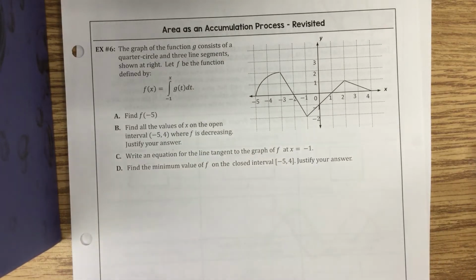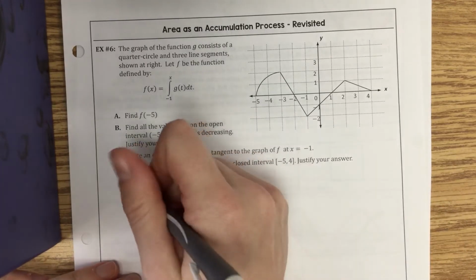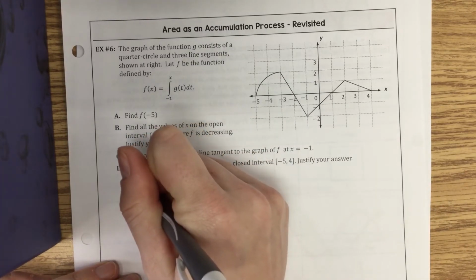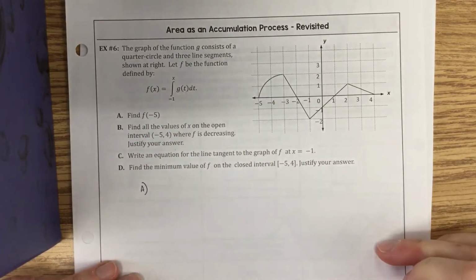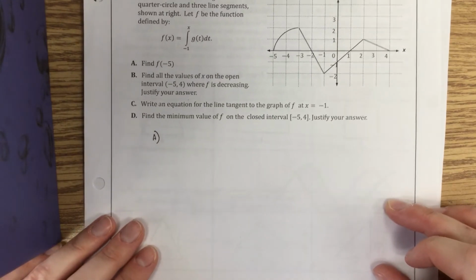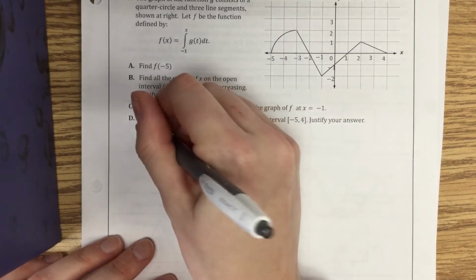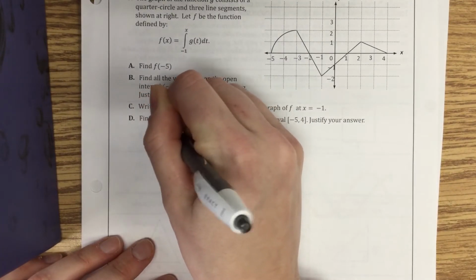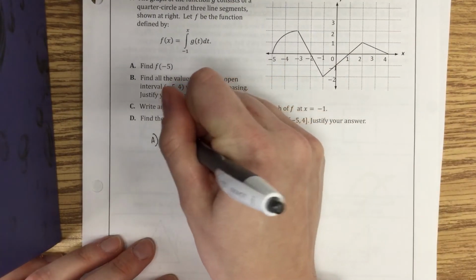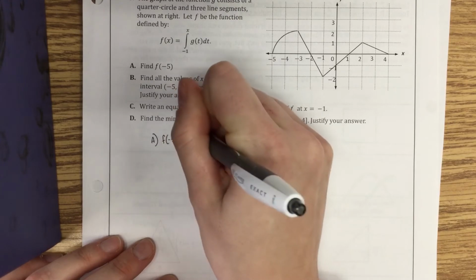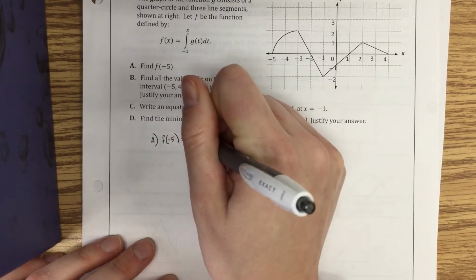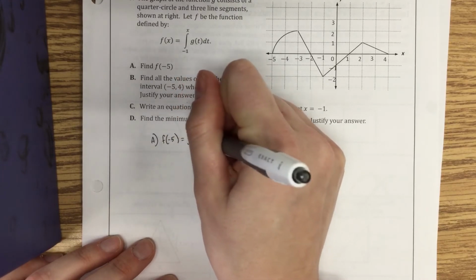So they want us to find f of negative 5, so that means we need to find the area under the curve all the way back to negative 5. So for question A, let me make sure you can see that. All right. So f of negative 5 is equal to the integral from negative 1 to negative 5 of g of t dt.